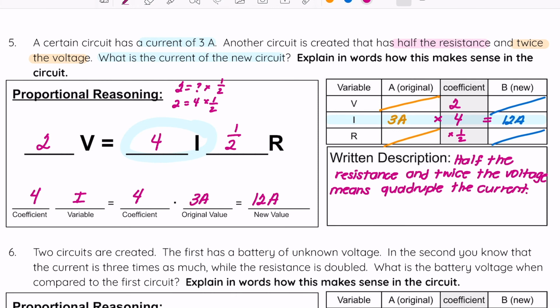Let me write this down right here. So V is equal to I times R. And so when the resistance is decreased, so half the resistance, that means that the current is going to increase, right? Because it's not being limited so much. And when we increase the voltage, then that means that the current is going to increase because they're directly related.